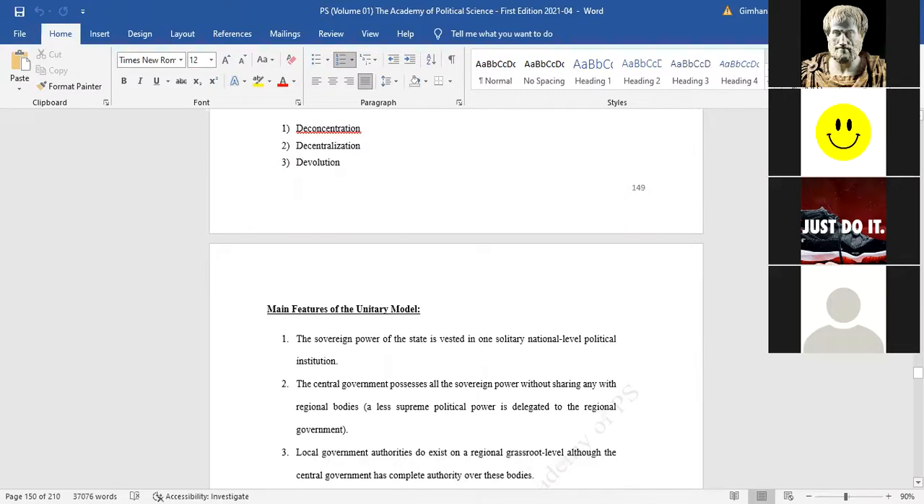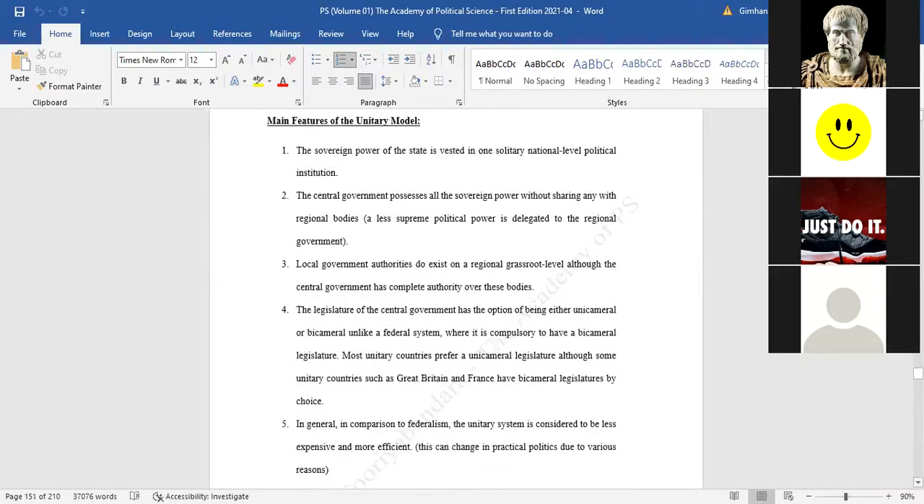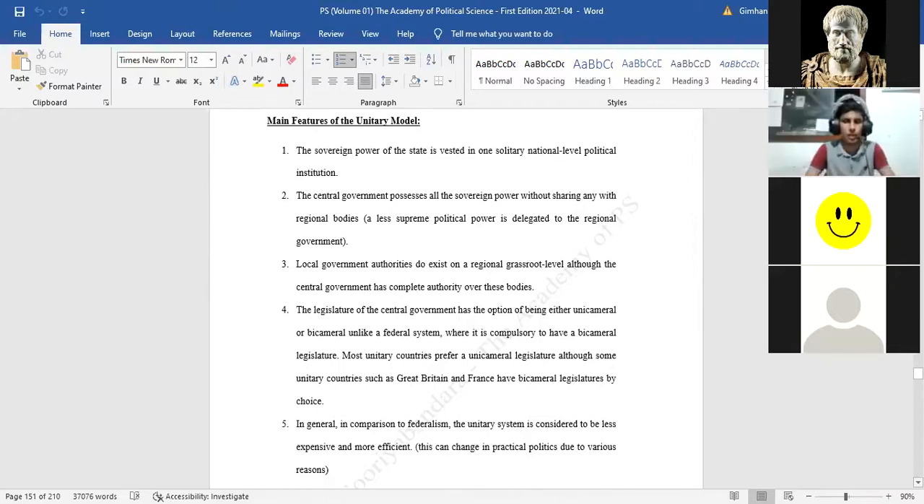Deconcentration, decentralization, devolution. Main features of the unitary model: the sovereign power of the state is vested in one solitary national level political institution. The central government possesses all the sovereign power without sharing any with regional bodies, unless supreme political power is delegated to the regional government. Local government authorities do exist on a regional grassroots level, although the central government has complete authority over these bodies.